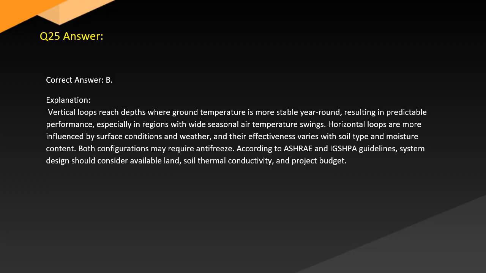Answer. Correct answer: B. Explanation. Vertical loops reach depths where ground temperature is more stable year-round, resulting in predictable performance, especially in regions with wide seasonal air temperature swings. Horizontal loops are more influenced by surface conditions and weather, and their effectiveness varies with soil type and moisture content. Both configurations may require antifreeze. According to ASHRAE and HVACR guidelines, system design should consider available land, soil thermal conductivity, and project budget.